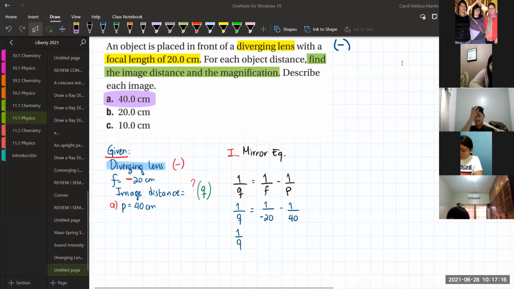How much is this as a fraction? Miss, I got -3 over 40. Exactly. Now, the reciprocal function on each side will give you Q equals negative 13.33 centimeters. That is the first step.